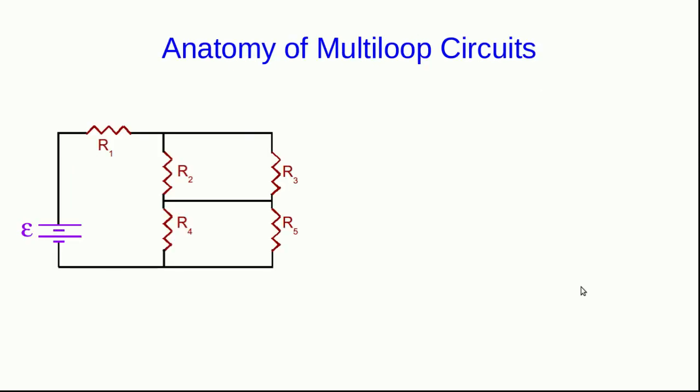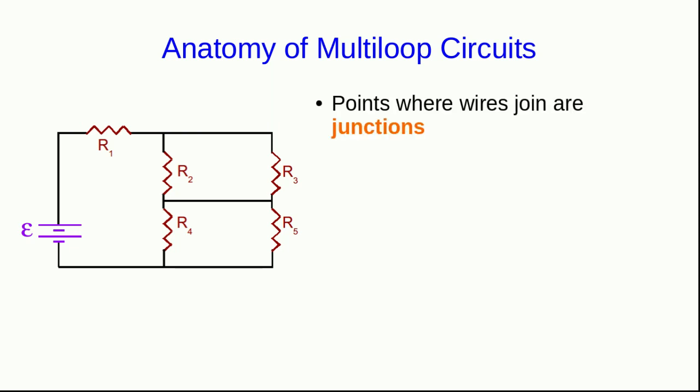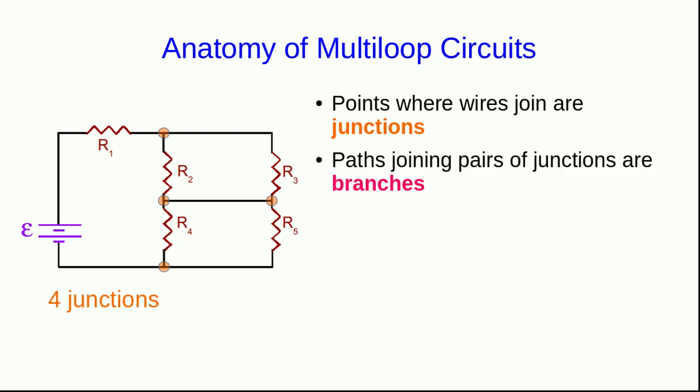There are some pieces of terminology that will be more important to us now that we're looking at circuits with multiple loops. So first of all, a point where more than two wires join is called a junction. And so in this example circuit, there are 4 junctions. Any path that joins a pair of junctions without passing through any other junctions is called a branch. And so in this example circuit, we have 1, 2, 3, 4, 5, 6 branches.